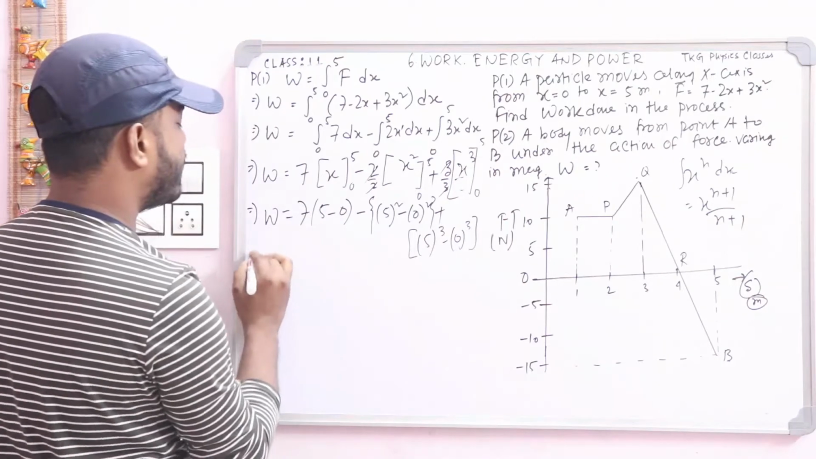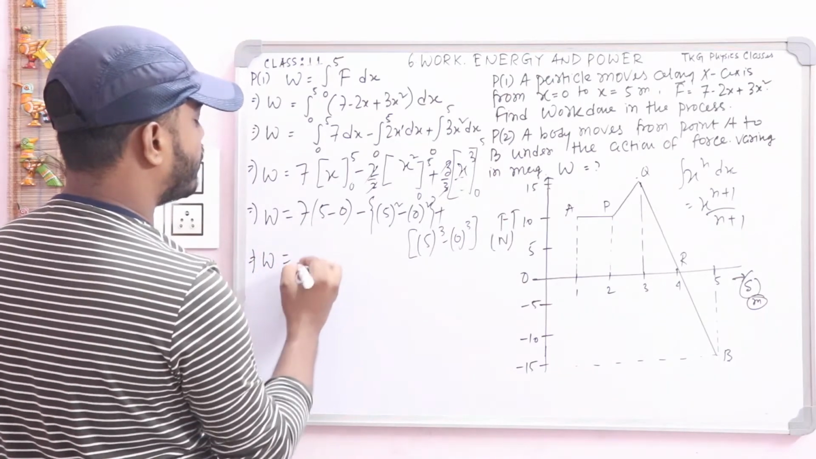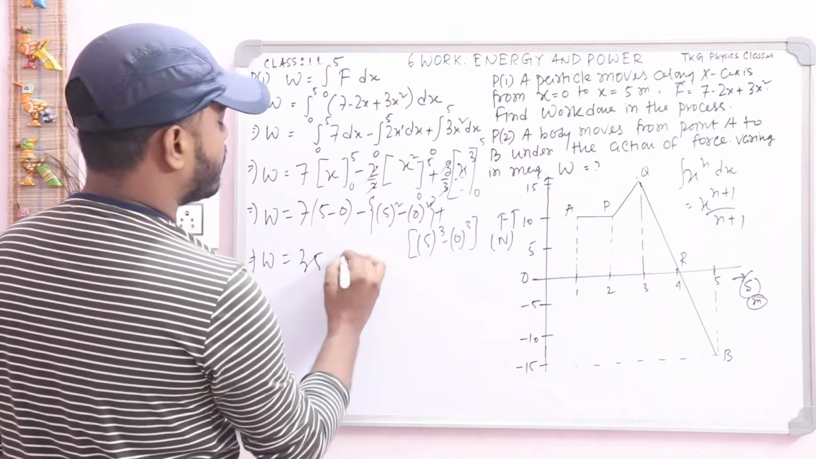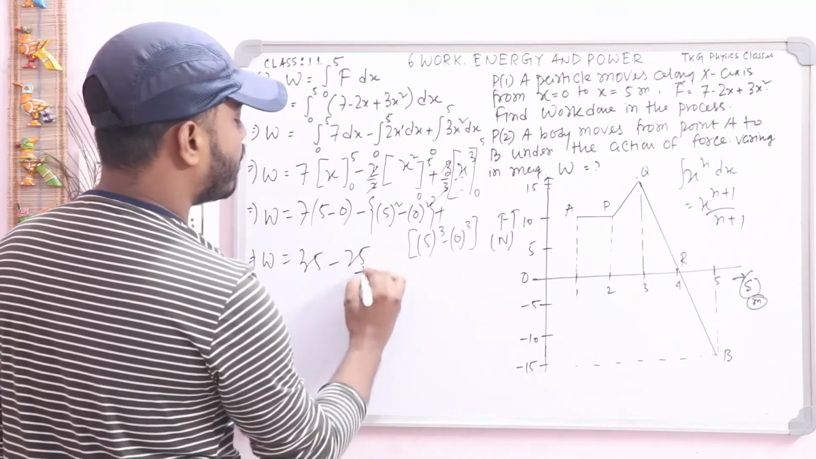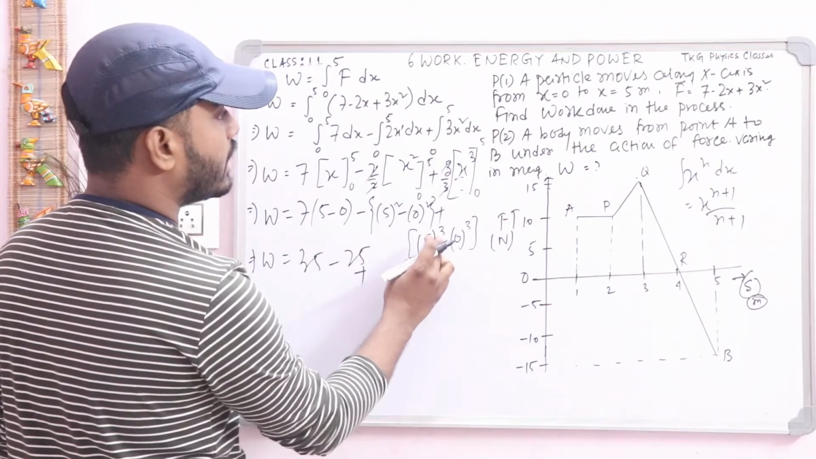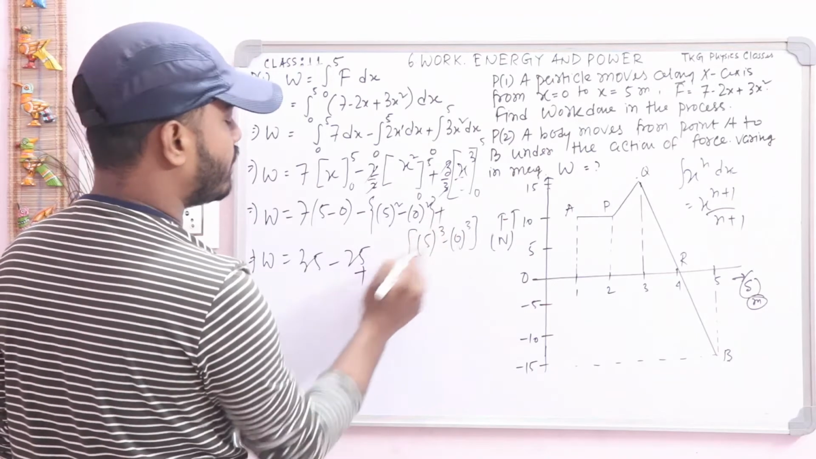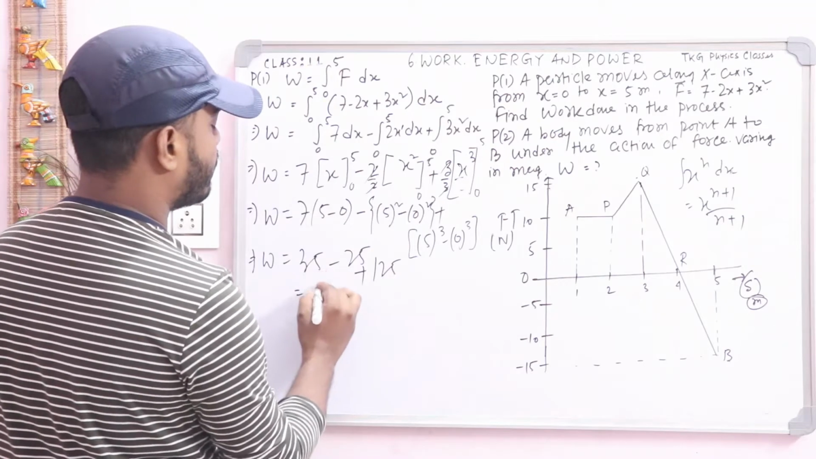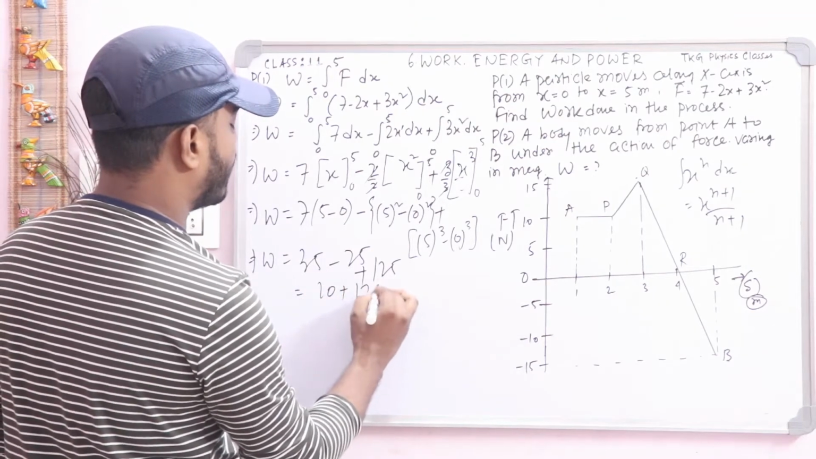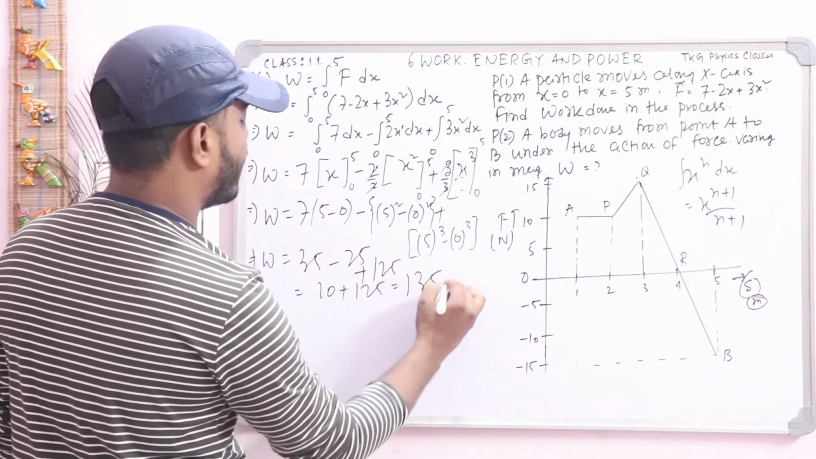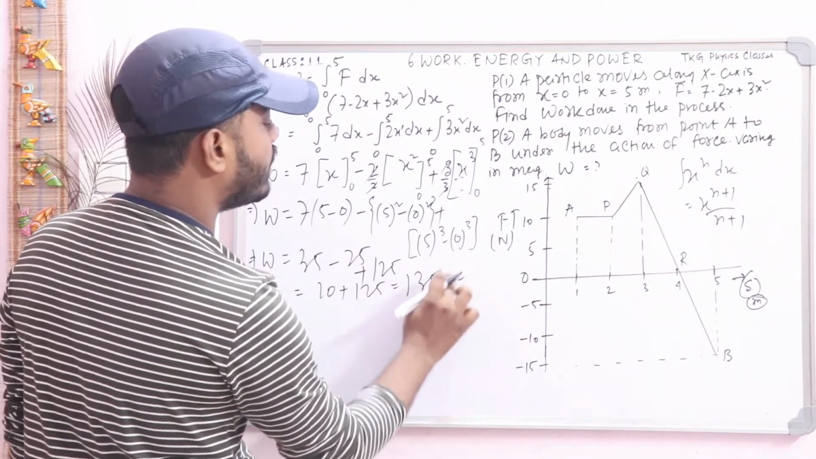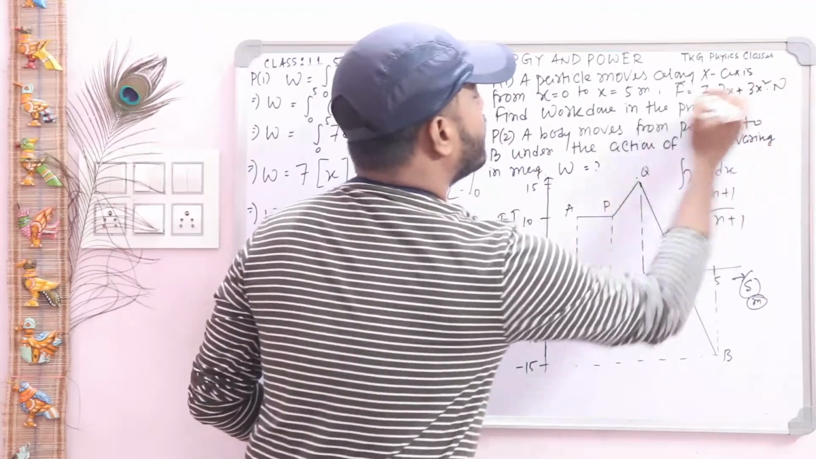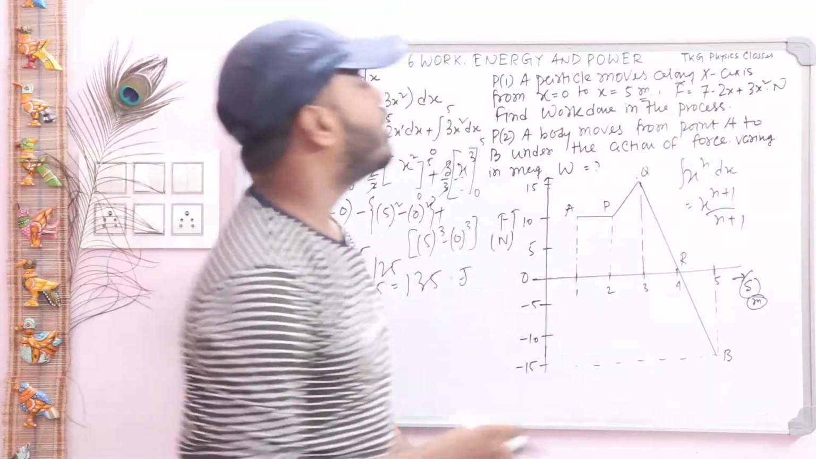Now simplify: W equal to 7 into 5, that is 35, minus 5 square, that is 25, plus 5 cube, that is 5 into 5 into 5, that is 125. So 35 minus 25 is 10, 10 plus 125 will be 135. The unit will be Joule, because force is given in Newton and displacement is given in meter.